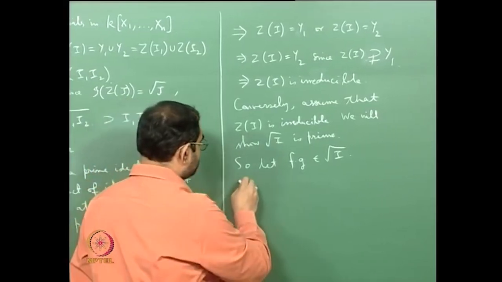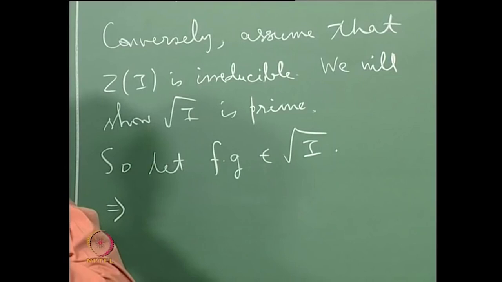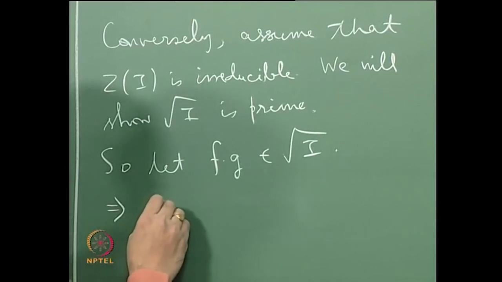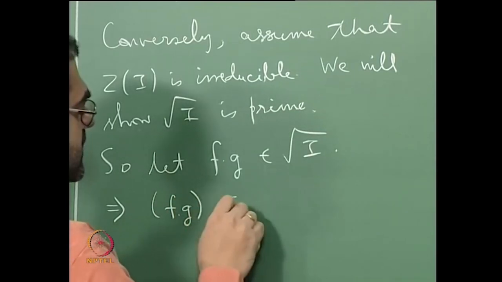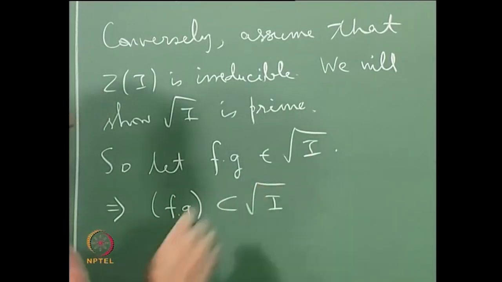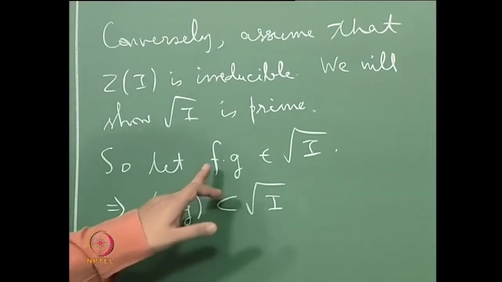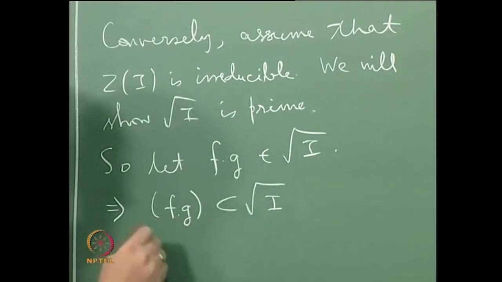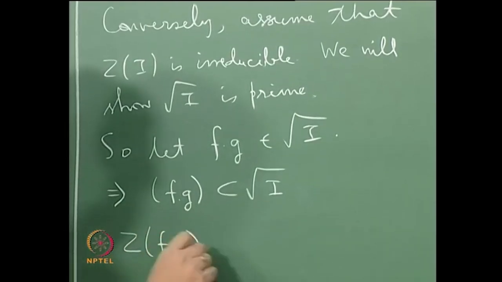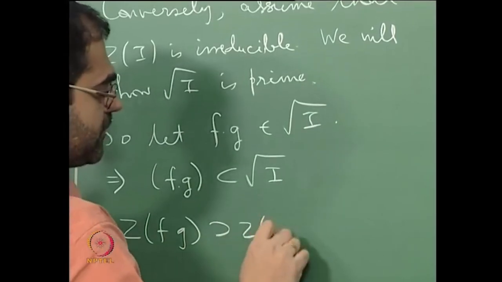So what this will tell you is that the ideal generated by fg, f into g, is a subset of rad I, okay. Because if an element belongs to an ideal, then the ideal generated by that element is also in that ideal, because the ideal generated by an element is just simply multiples of that element by ring elements. Okay, so now if you apply Z, I'll get Z of fg contains Z of rad I.